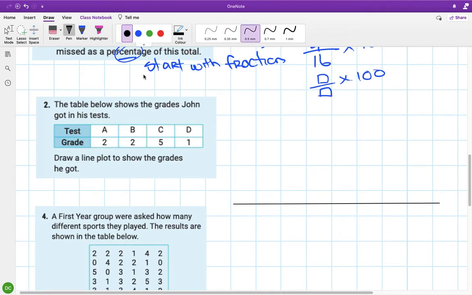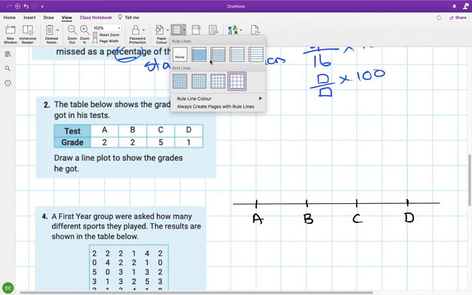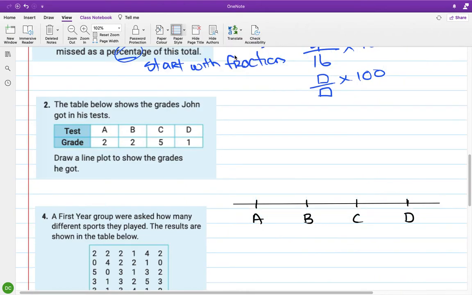So A, B, C, yeah. So if I put A here, skip 2 boxes, B, skip 2 boxes, C, skip 2 boxes, D. Now I have them the same distance apart. B, C, D. Okay, and now I'm just going to change my view again. Obviously I have the benefit of being able to do this. Okay, so how many A's?